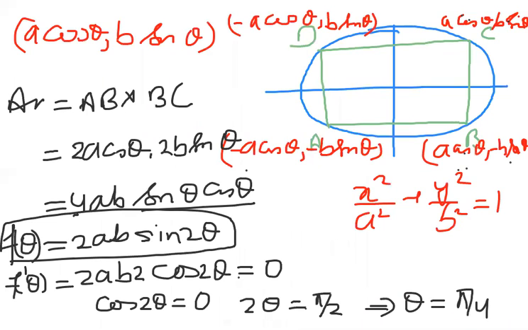One more question is: find the maximum area of an isosceles triangle inscribed in the ellipse x square upon a square plus y square upon b square equals to 1 with its vertex at one end of the major axis. This question is given in NCERT. And I suppose by solving this question, you will now be able to do that question also.